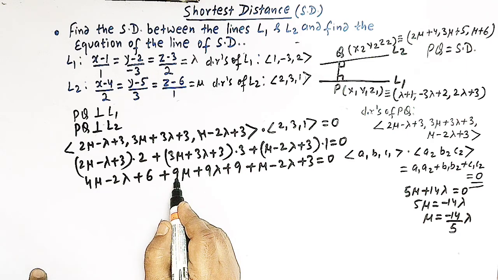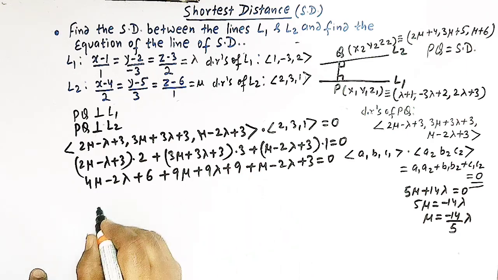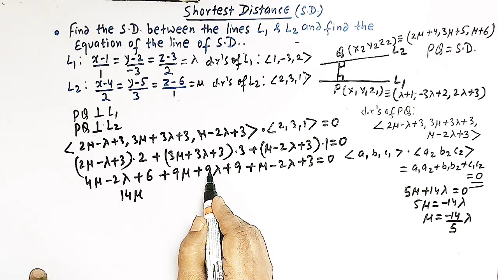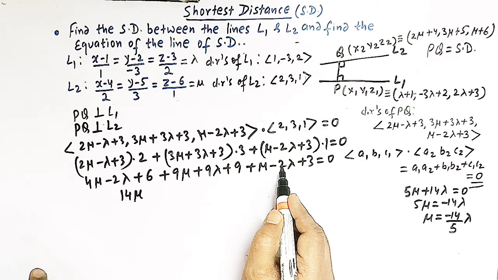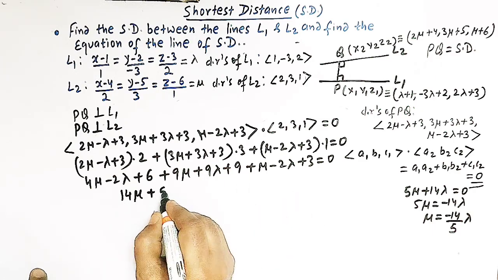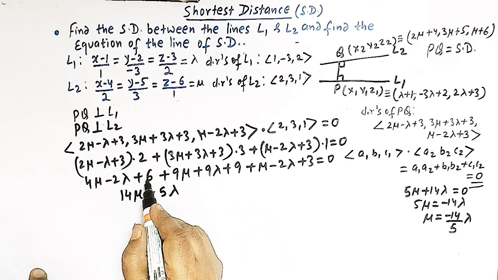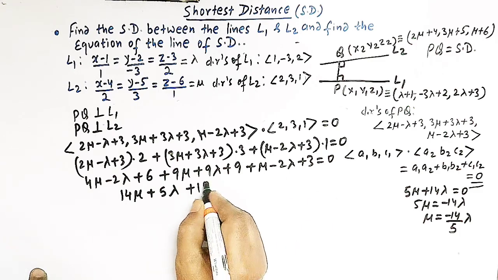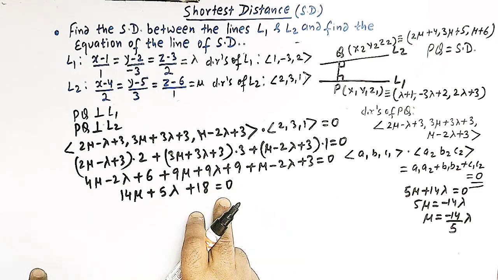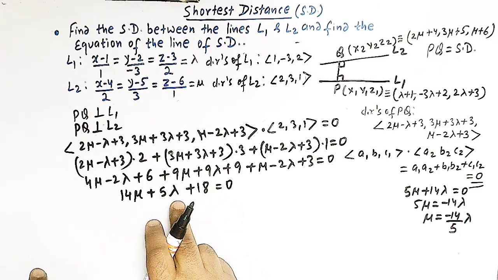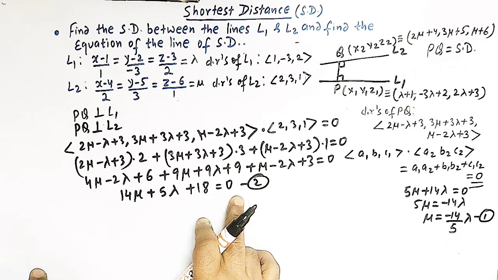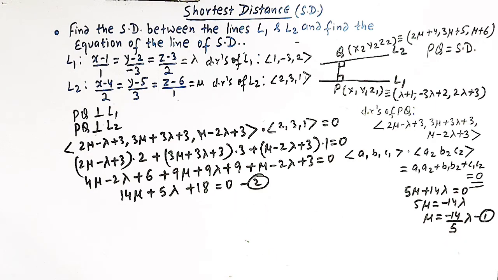So 4 plus 9 is 13, 13 plus 1 is 14. So we have 14 mu, here minus 2 plus 9 is 7, and 7 minus 2 is 5. So we have 5 lambda, and here we have 9 plus 6 is 15, and 15 plus 3 is 18. So we have now the second equation in lambda and mu. So this may be taken as 1 and this may be taken as 2. So now solving 1 and 2, we can find out the values of lambda and mu.